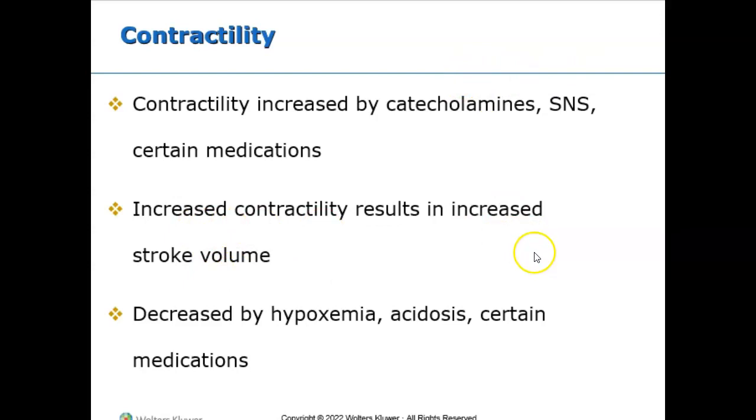Increased contractility results in increased stroke volume. Contractility is decreased by hypoxemia, which is a decrease in the amount of oxygen in the blood, acidosis, which we'll learn about later in future blocks, and certain medications.